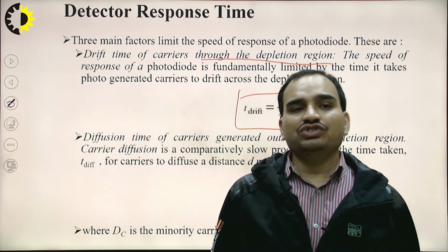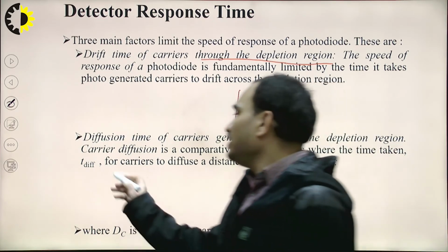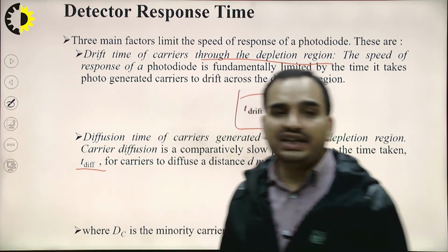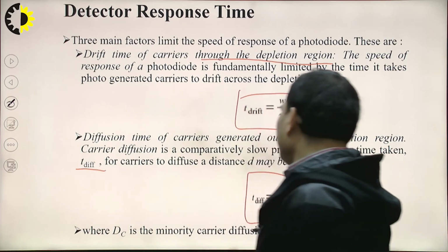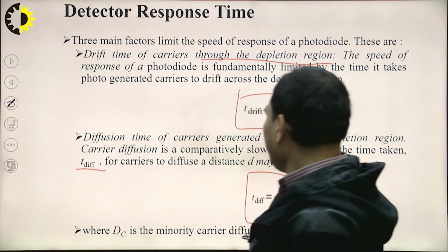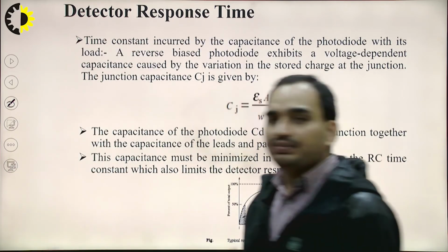Carrier diffusion is a comparatively slow process, where the time taken, that is T diffusion, for the carrier to diffuse a distance d may be written as: the diffusion time equals d squared by 2 Dc, where Dc is the minority carrier diffusion coefficient.